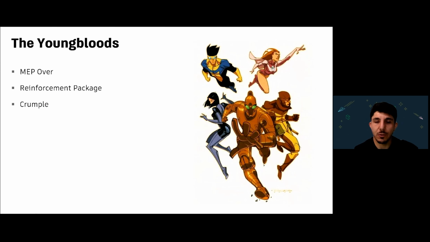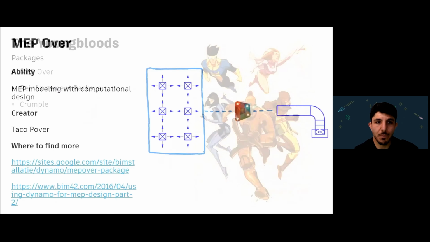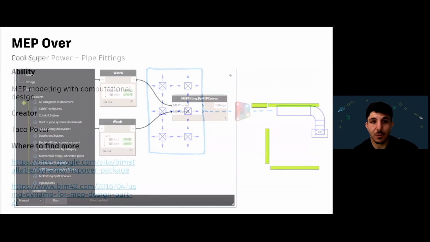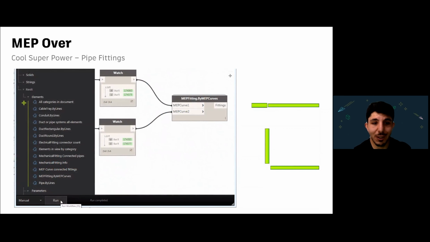So I want to give a little bit of attention to these packages that are real diamonds, real gems. One is MEP Over by Taco Power, and all it does is help you do computational modeling for MEP components. Something that people in that world need a little bit of love in: mechanical, electrical, HVAC, you name it. In this example, we're just doing pipe fitting. This is something that is just a joy for anybody working in that world of working with equipment in Dynamo and Revit. So highly recommend checking it out if you need some MEP problem solving.